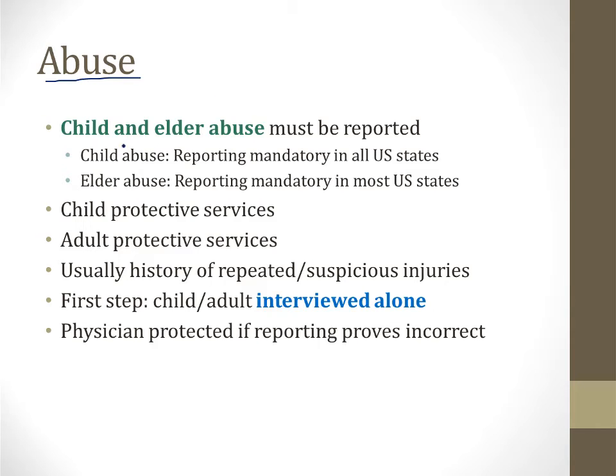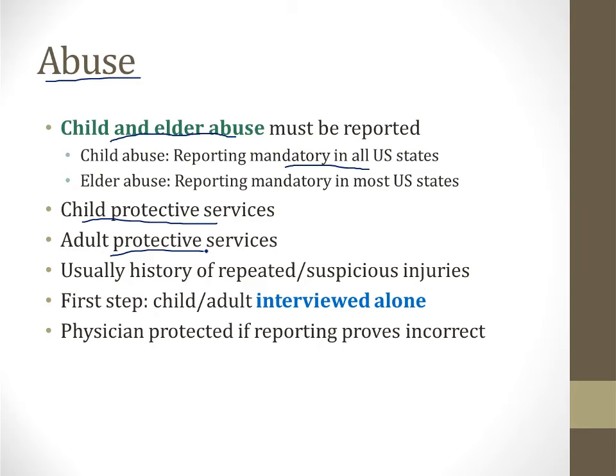In the United States, child and elder abuse generally always has to be reported to authorities. In terms of child abuse, reporting is mandatory in all U.S. states, and for elder abuse, reporting is mandatory in most U.S. states. In most cases, you report this to Child Protective Services in the case of a child and Adult Protective Services in the case of elder abuse.